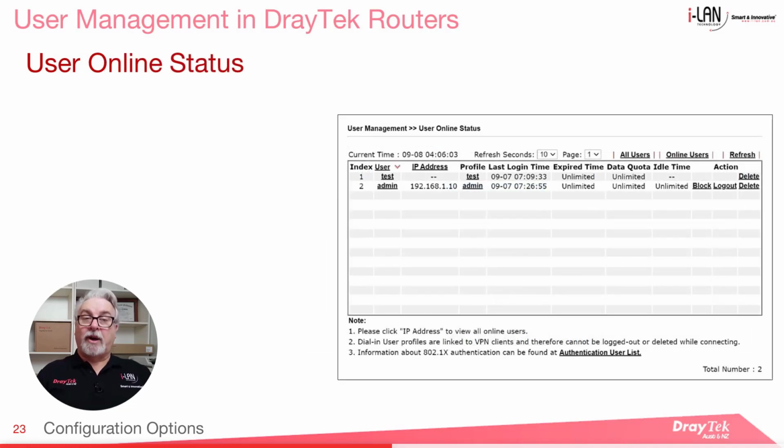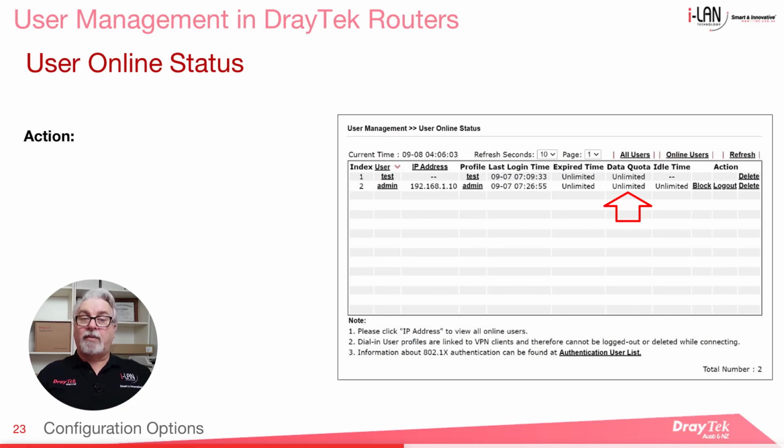The last menu item under User Management is User Online Status. This page displays the users currently logged into the network along with their IP addresses, and the list refreshes periodically to show the most up-to-date information. Other information displayed here is the login time, the expiry time, and the remaining data quota.